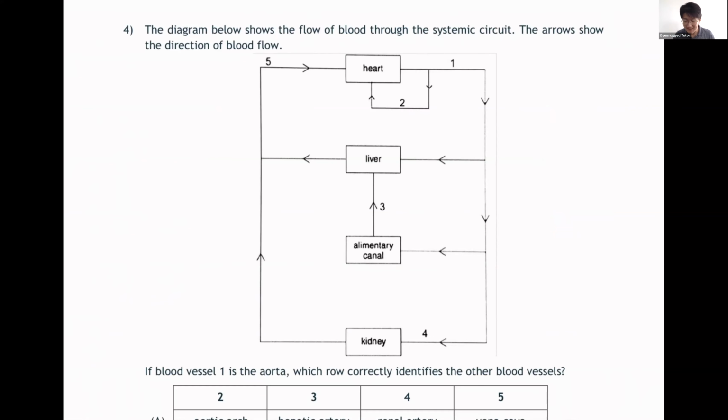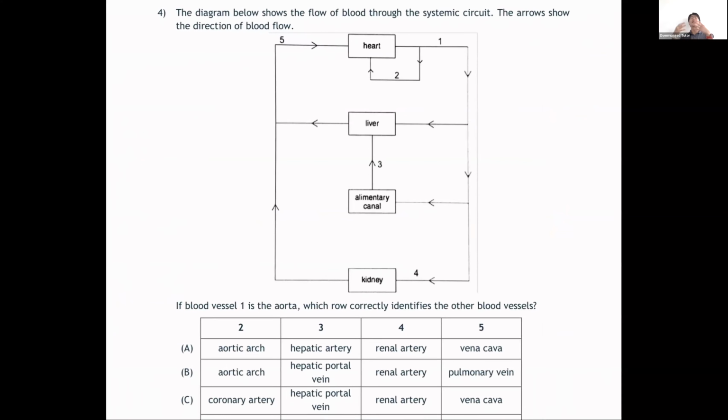Very good, Ryan. Embody yourself as a red blood cell. Think, when I flow through 1, 2, 3, 4, where am I?